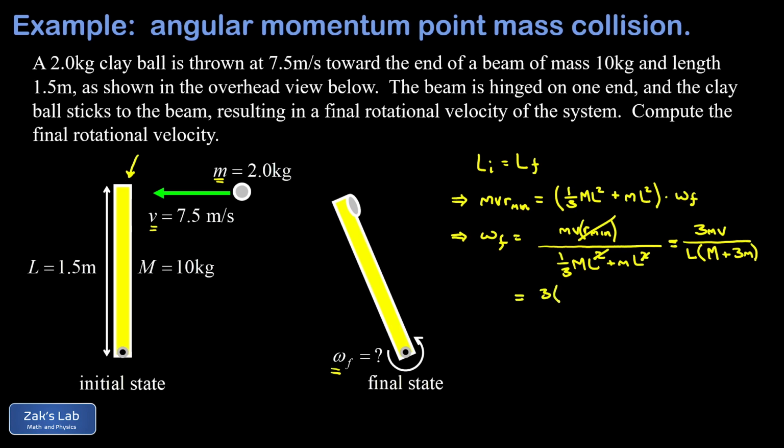Now we can plug in our numbers, and I end up with 3 times a mass for the clay ball of 2.0 kilograms times its initial speed of 7.5 meters per second. And then we divide by the length of this beam, 1.5 meters, times the quantity big M, which is 10 kilograms for the mass of the beam, plus 3 little m, that's 3 times the 2 kilogram mass of the clay ball. And when I run the numbers on this to 3 significant digits, I get a final angular velocity of 1.88 radians per second.